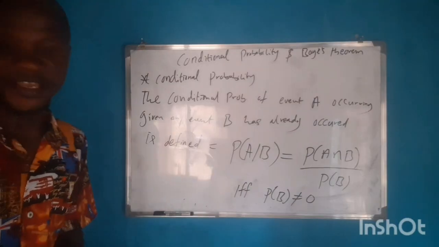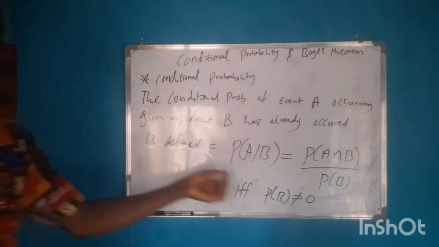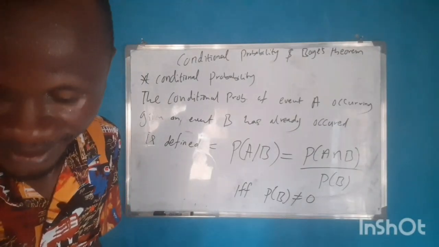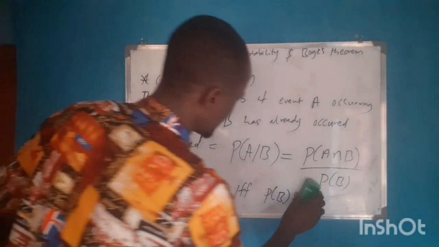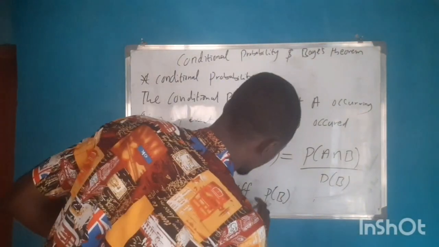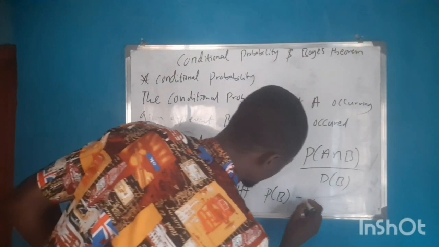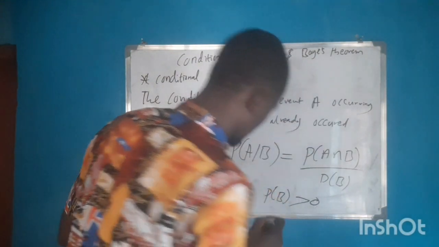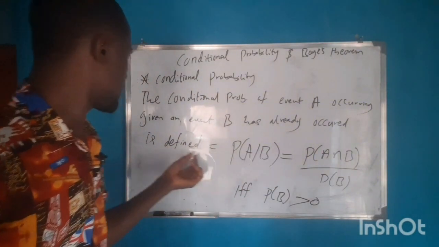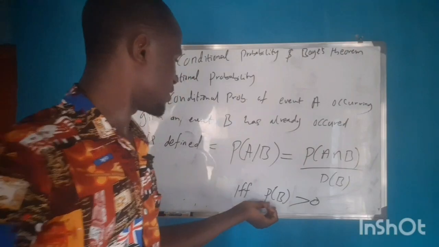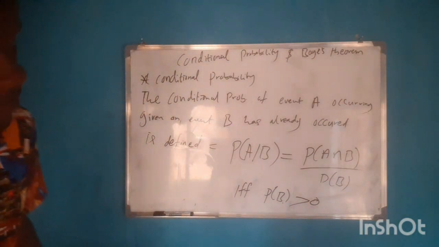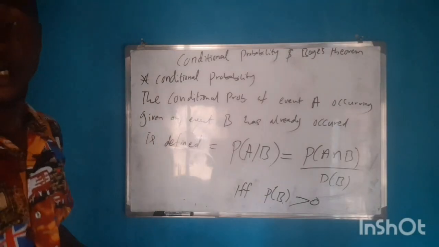What did I say? If and only if the probability of B is greater than 0. So this thing holds if and only if the probability of B is greater than 0.